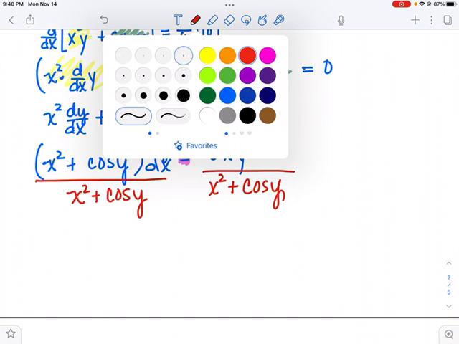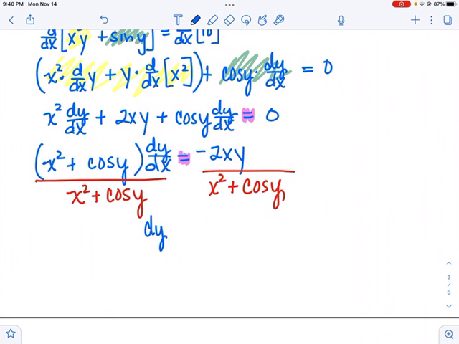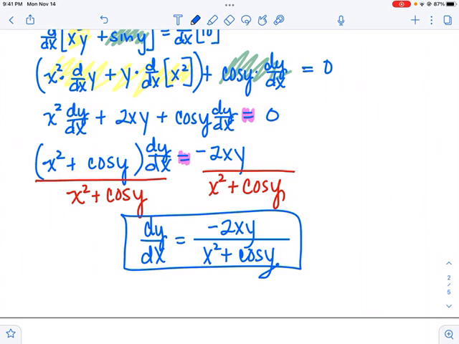And we end up then with dy dx is equal to negative 2xy, and then that is over x squared plus cosine y. Okay, and there you have it. There it is. There you go.